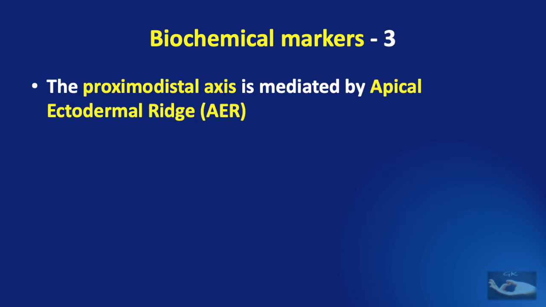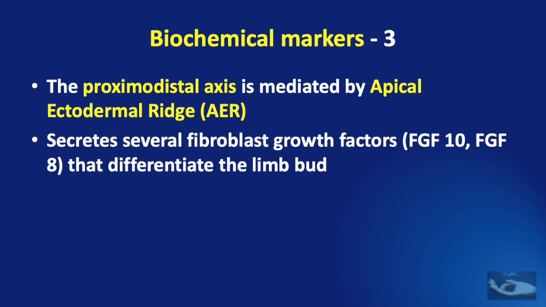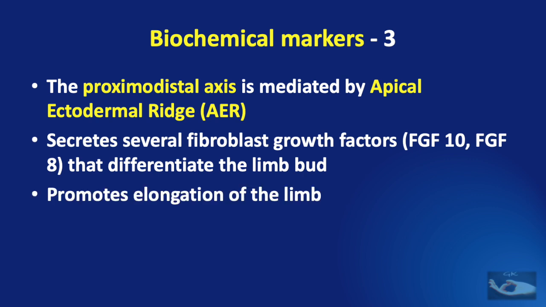The proximodistal axis, mediated by the apical ectodermal ridge, secretes several fibroblast growth factors, fibroblast growth factor 10 and fibroblast growth factor 8 among many, that differentiate the limb bud. These factors ensure that elongation of the limb occurs.